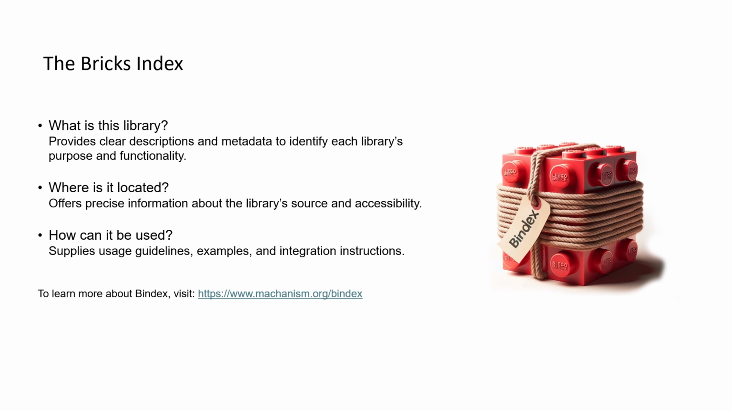To make this process work, we need a clear description of each library, a manifest designed specifically for AI-driven assembly. Let's call this manifest the Bindex, short for Brick Index, the index of our library's Lego-like parts. The Bindex serves as a foundation for automated application assembly, helping to answer three critical questions that developers, or AI, encounter when working with libraries. What is this library? Where is it located? How do you use it?